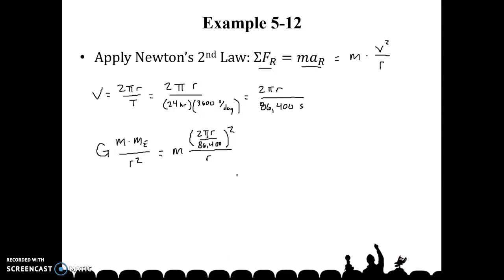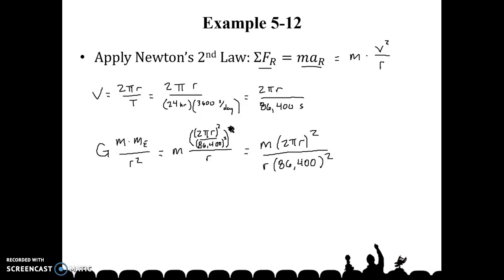Okay, and so we can simplify that a little bit. So when we square something inside the parentheses, we're going to end up squaring both the top and the bottom. So this is like squaring the numerator, squaring the denominator. And let's just, since this is in the denominator, move it down here. So in other words, this is equal to m times 2 pi r squared divided by r times 86,400 squared.